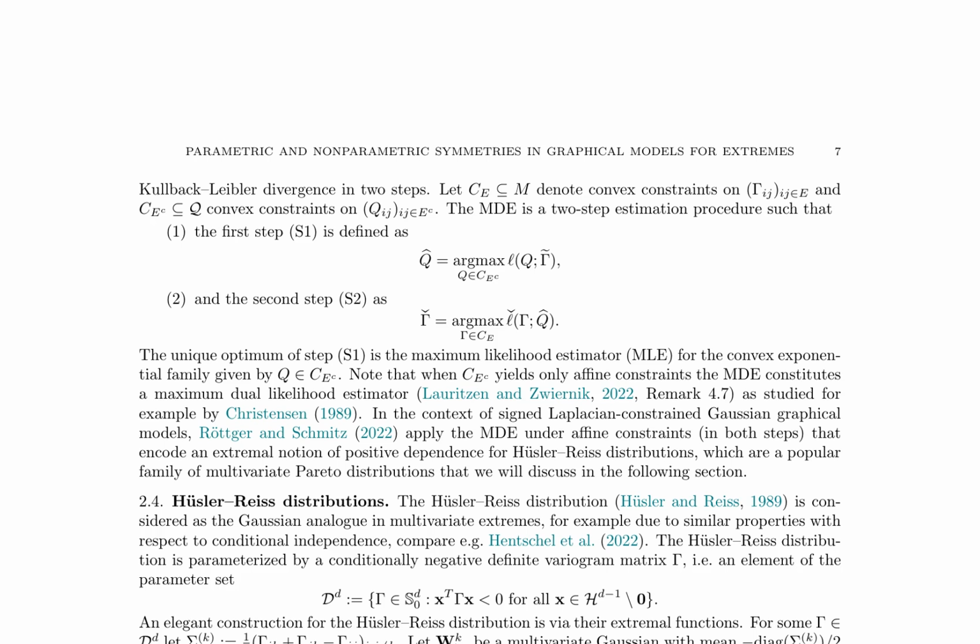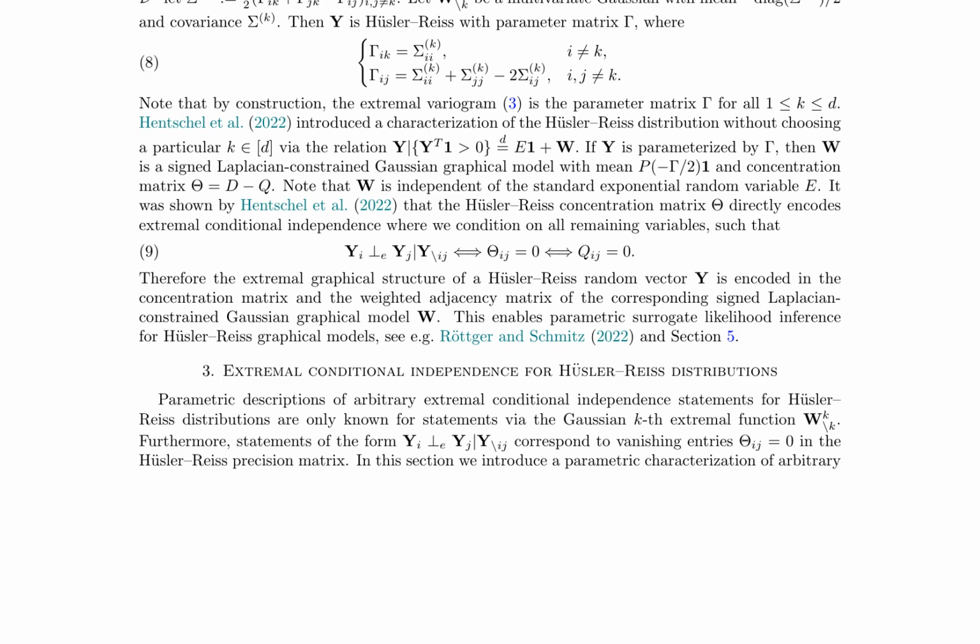The paper then delves into the Hüsler Reiss distribution, which is parameterized by a conditionally negative definite variogram matrix Gamma. It also discusses extremal conditional independence for Hüsler Reiss distributions, highlighting the importance of the concentration matrix and the weighted adjacency matrix in encoding the graphical structure. These matrices are crucial in understanding the relationships between variables in the model. The paper concludes by introducing a parametric characterization of arbitrary extremal conditional independence statements for Hüsler Reiss distributions. This new approach provides a deeper understanding of the complex interplay between variables in these models, shedding light on how they interact and influence each other in extreme scenarios.